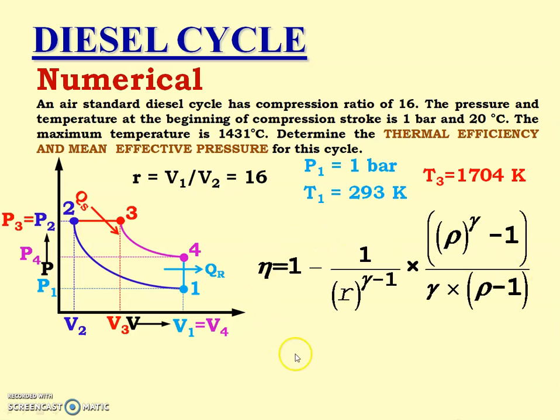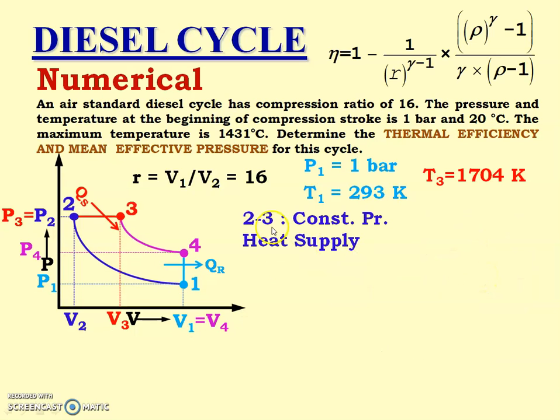We have to calculate the efficiency, and for that we require R, gamma and rho. R is given, gamma is not given, so we can assume gamma is equal to 1.4. So now we have R and gamma, but rho, that is the cutoff ratio, is not given. So let us calculate the cutoff ratio.